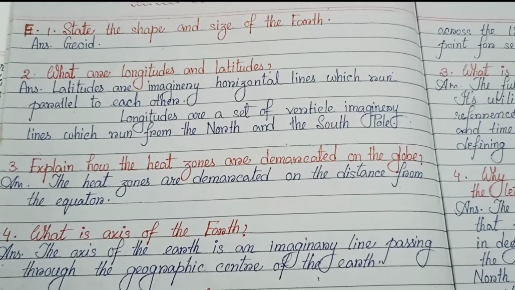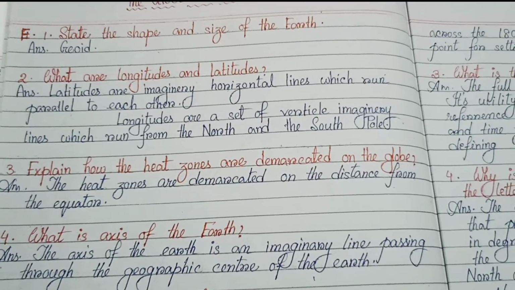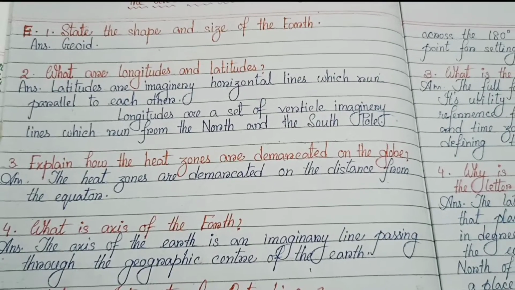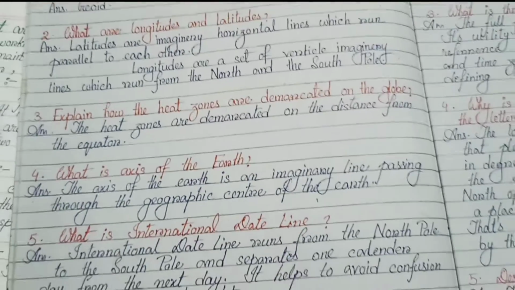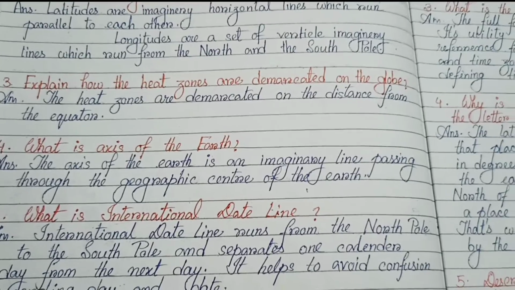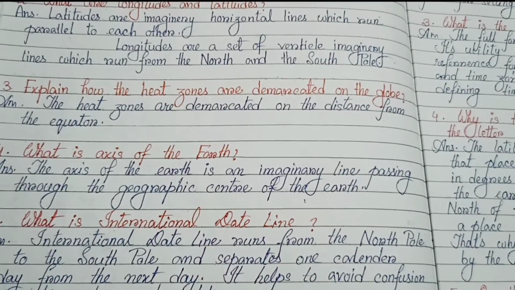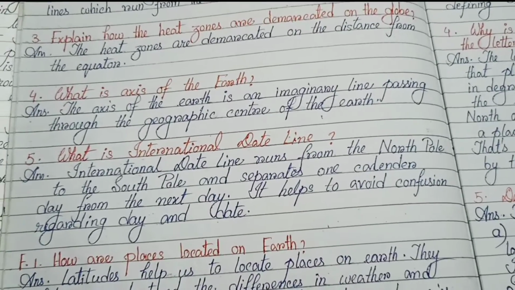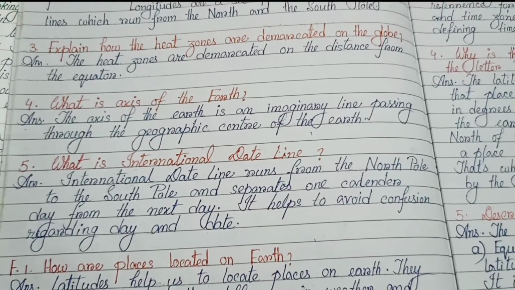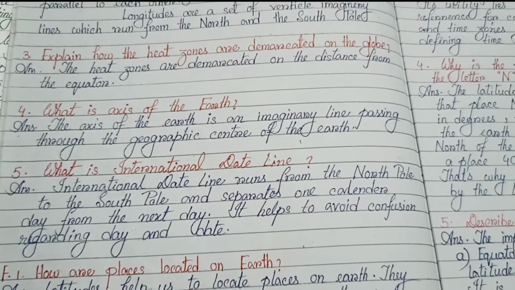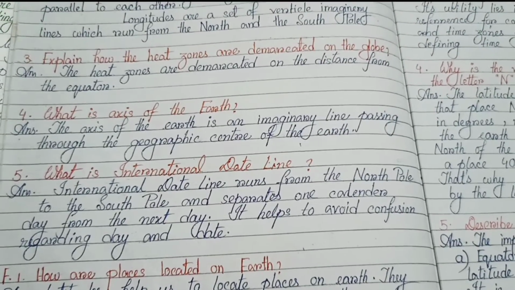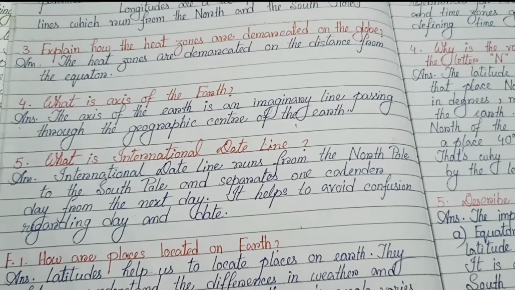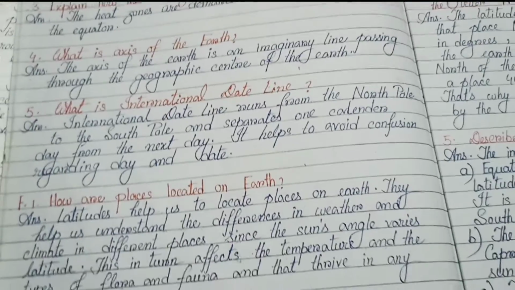Number 3, explain how the heat zones are demarcated on the globe. The heat zones are demarcated on the distance from the equator. Number 4, what is the axis of the earth? The axis of the earth is an imaginary line passing through the geographic center of the earth. Number 5, what is international date line? International date line runs from the North Pole to the South Pole and separates one calendar day from the next day. It helps to avoid confusion regarding day and date.